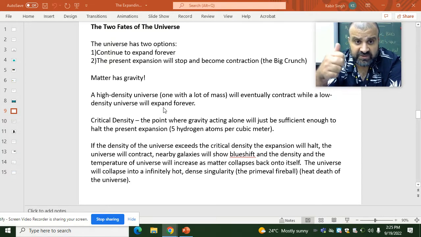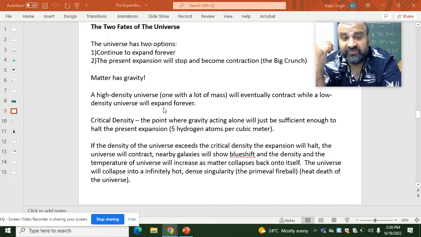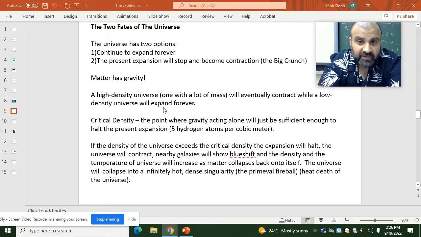Is the universe high density? Then all the matter will eventually pull back and collapse the universe over billions and billions of years. Or if there's not a lot of matter in the universe, it will continue to expand forever.